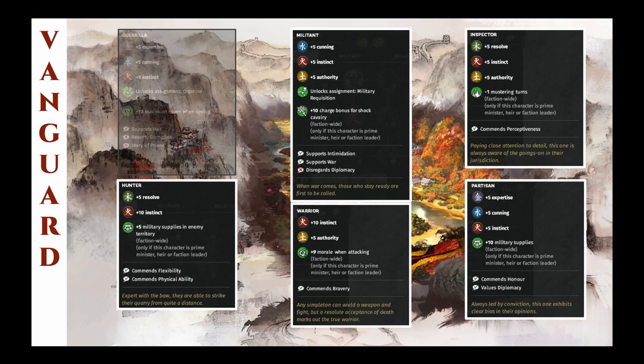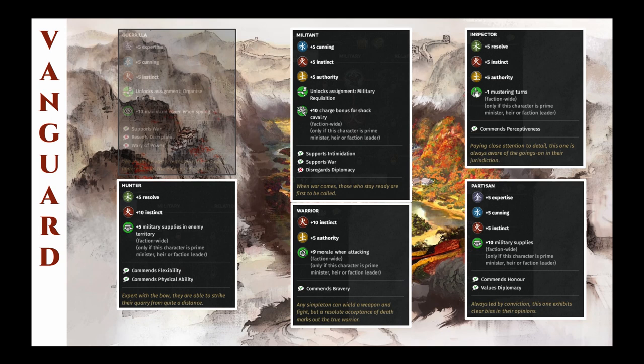Next up is the Hunter, which adds 5 military supplies while you're in enemy territory. This is decent for long marches or long sieges, but you really shouldn't get yourself in those situations, so it's a bad bonus. Next is the Warrior, which adds 9 points of morale when attacking. This is probably the best one out of the 5, but it's still terrible as it's situational and morale is really not worth a slot, which you only have 3 of.